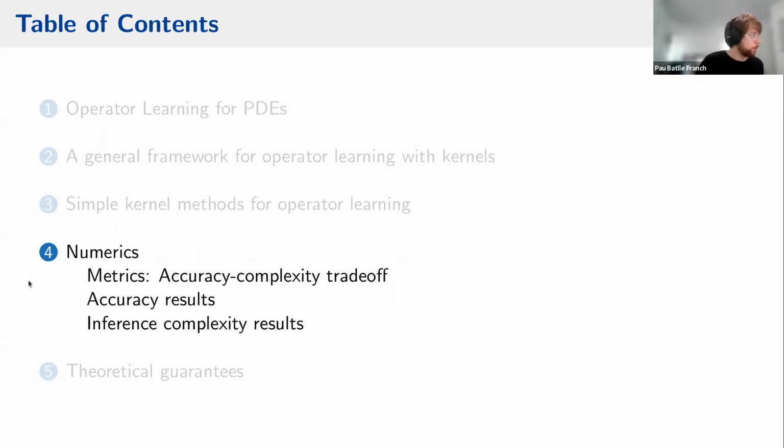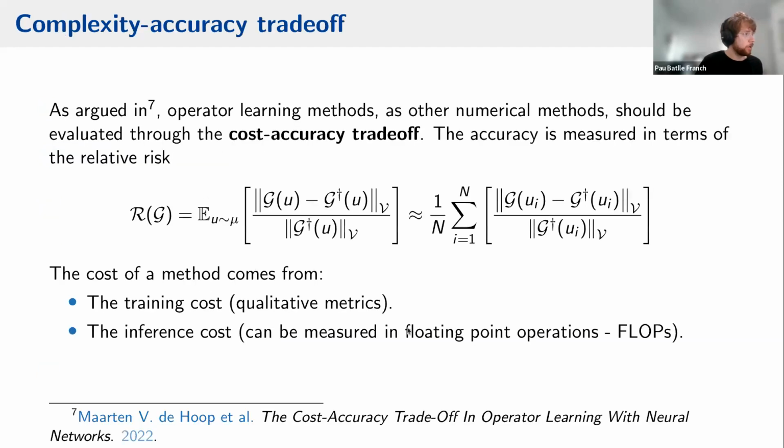So I'm going to go over some numerics. Something that is really important every time one benchmarks any numerical method is understanding the cost accuracy trade-off. And here cost refers to both training cost and inference cost. Training cost is sometimes hard to measure because it includes subjective things such as how hard a method was to train, or how well the optimizer converged. So these things are a bit hard to measure quantitatively.